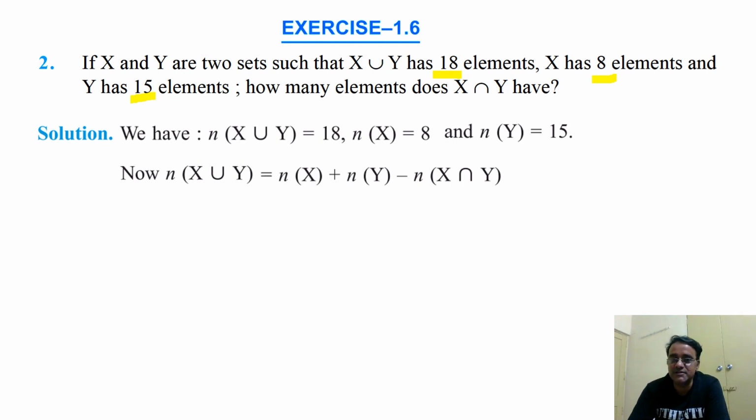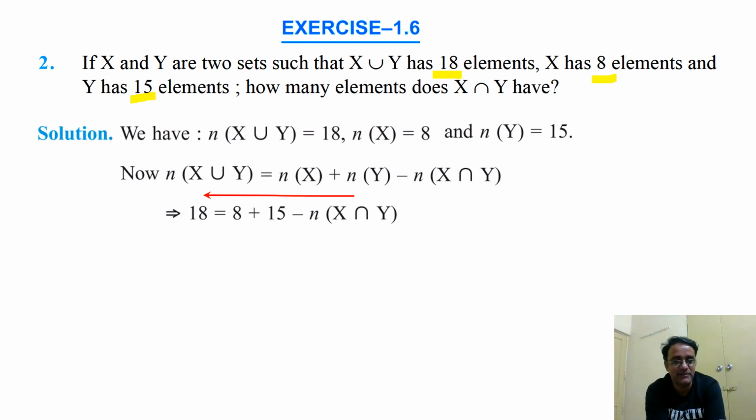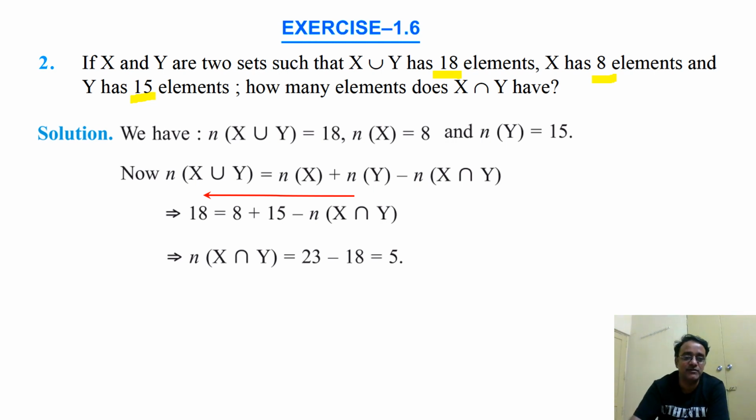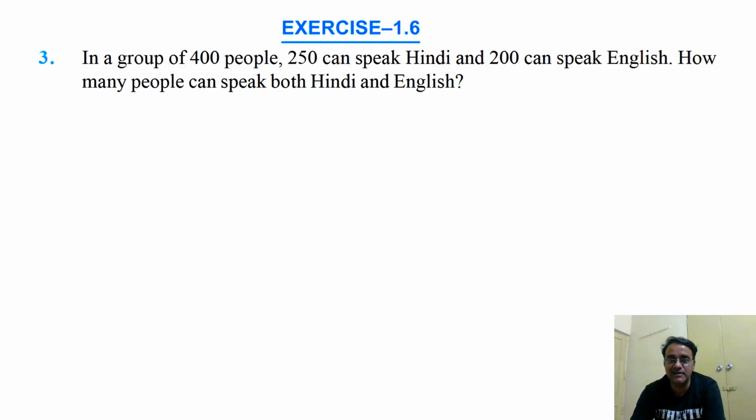Now we are going to substitute the corresponding values. Substituted, and we do the same thing. n of x intersection y we will shift to the left side, so it will become plus, and 8 plus 15 is 23. Similarly, we'll shift 18 to that side, so it will become minus 18. So the answer is 5. Okay, so we have completed the second question. Now let us move towards the third question.